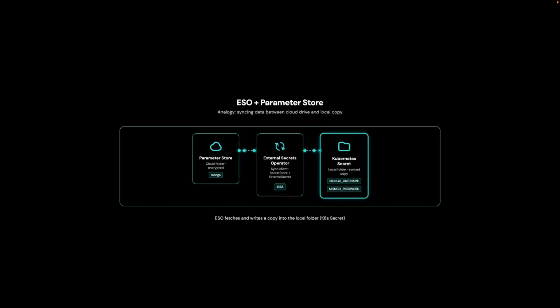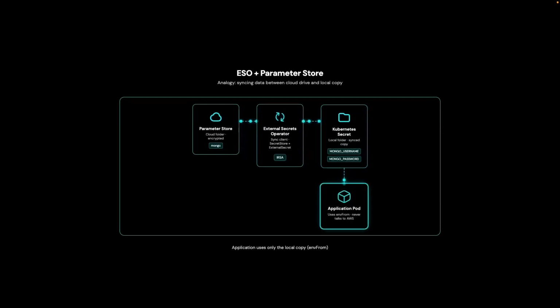From the external secret resource, ESO knows which parameter to fetch and how to map it into a Kubernetes secret. It then creates or updates that secret in the application namespace. The application then uses this Kubernetes secret for its needs.